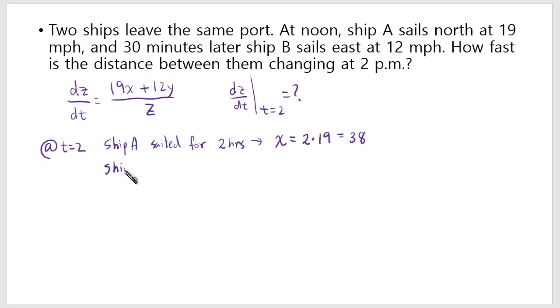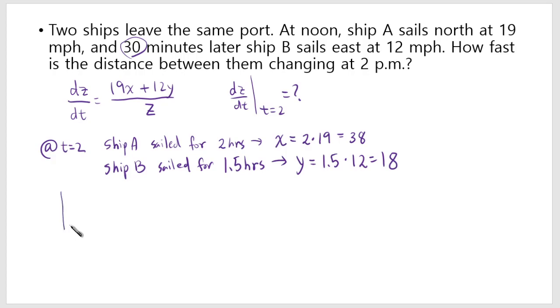On the other hand, ship B sailed for, and now that's when we use this 30 minutes. 30 minutes is half hour, right? Since ship B started 30 minutes after ship A, it traveled for half hour less than A. So ship B only traveled for 1.5 hours instead of 2 hours, right? So in that case, y would be 1.5. So distance y is equal to time 1.5 times the speed, which is 18.